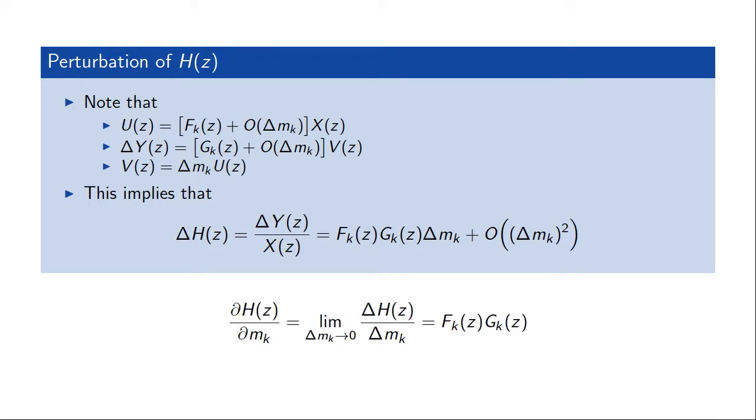So in particular, if we're interested in the derivative of the transfer function with respect to one of these multiplication factors, we can obtain that from this expression by simply dividing each side by delta mk and then letting delta mk go to 0. So this is from the definition of the derivative. And doing that in this case, we'll see that this second order term will vanish, and what we're left with is the product of these two transfer functions.